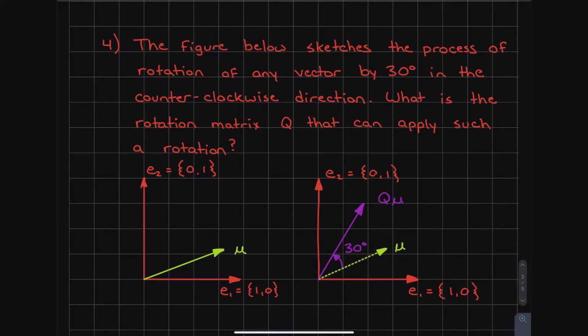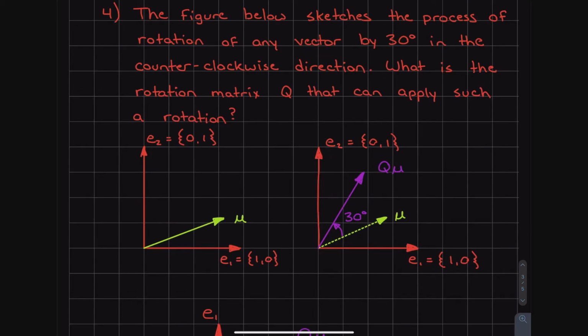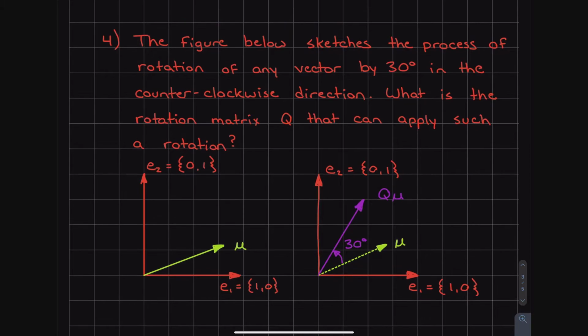If we look at the first figure on the left, this is our regular E1, E2 basis, and we have vector U. If we look at the diagram on the right, all we see is that we took U and rotated it 30 degrees to give us that new purple vector QU. So here's kind of the trick to these questions, and you should remember this because this will basically appear on your assignment. So be ready for this.